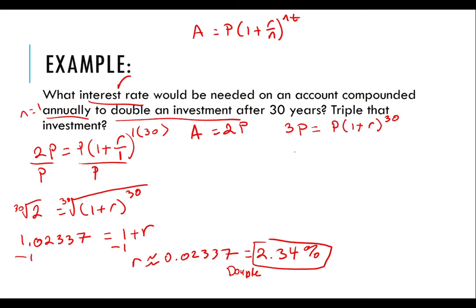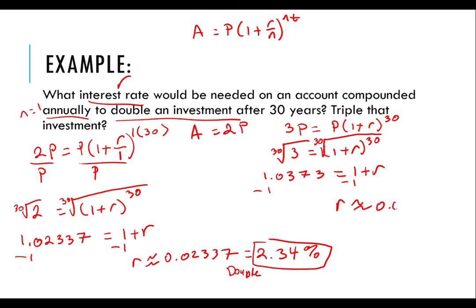So then divide both sides by P again. You get 3 is equal to 1 plus r raised to the 30th power. Take the 30th root, and I get that that's approximately 1.0373, which is then equal to 1 plus r. Minus 1, minus 1. I get that r is approximately 0.0373, or in percent form, that is 3.73%. That's the rate we would need for this amount to triple after 30 years.